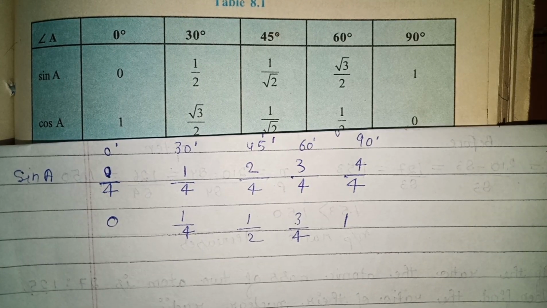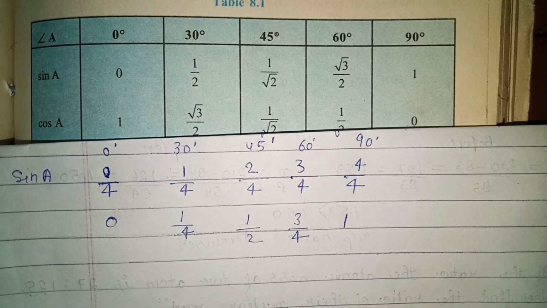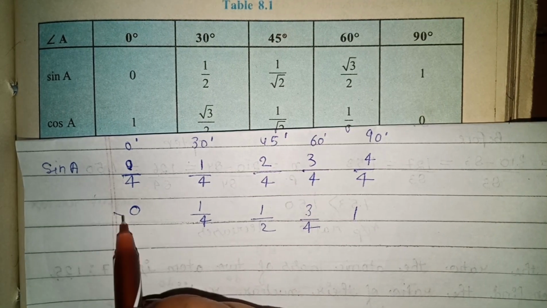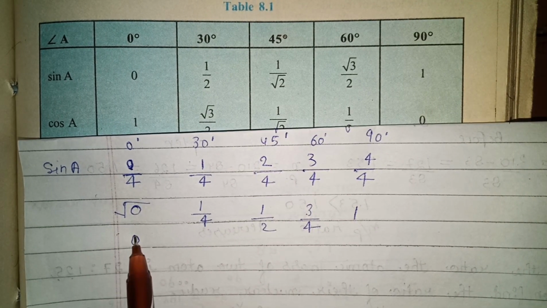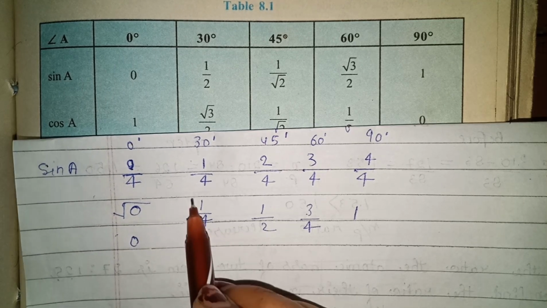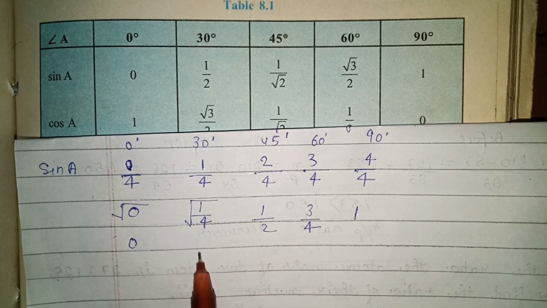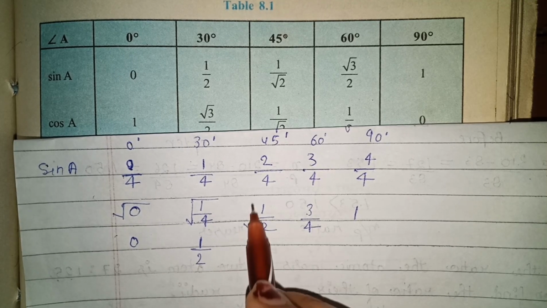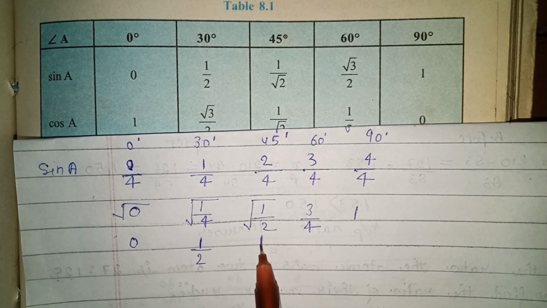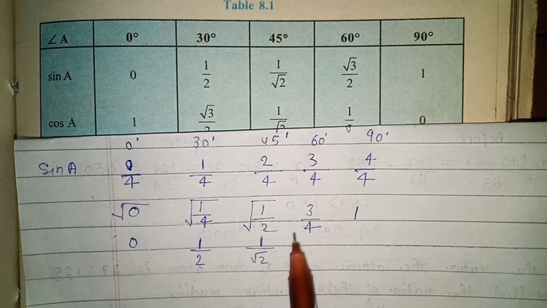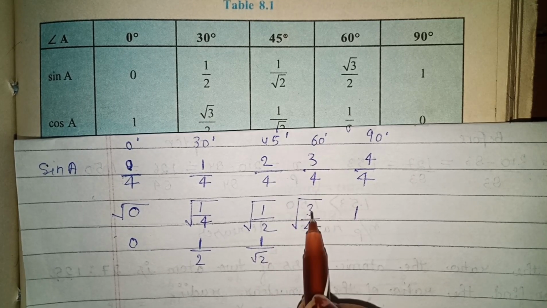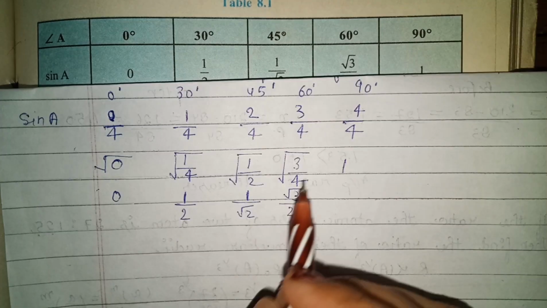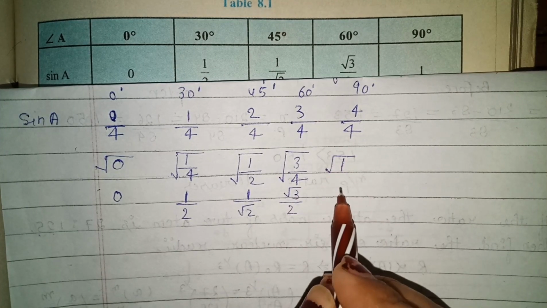Now what you have to do, you have to just take the square root of these values. On square rooting 0, I will get only 0. On square rooting this value, square root of 1 is 1 and square root of 4 is 2. On square rooting this value, I will get 1 by root 2. Now again square rooting this value, I will get root 3 by 2. At last square rooting 1, I will get 1.